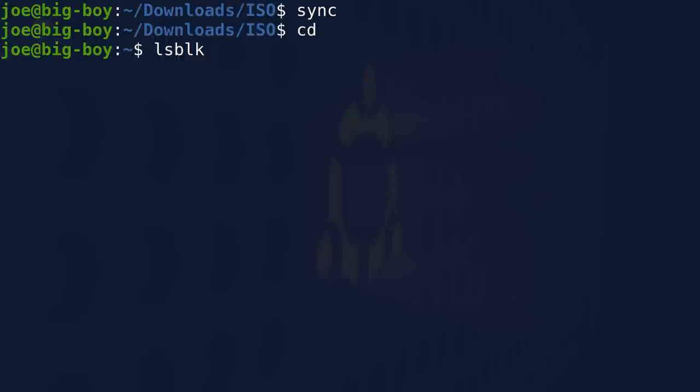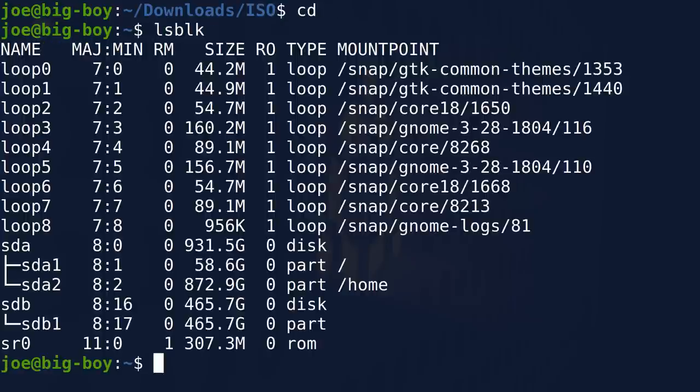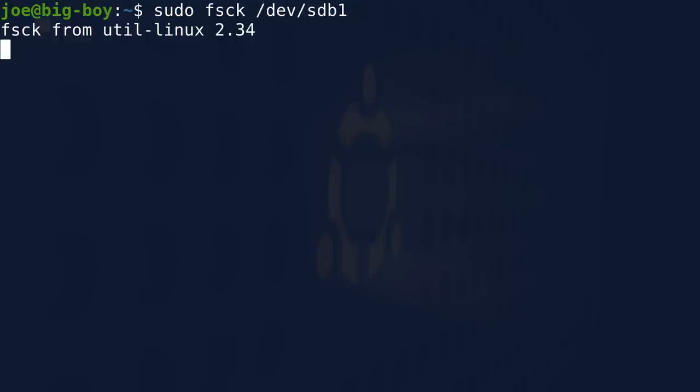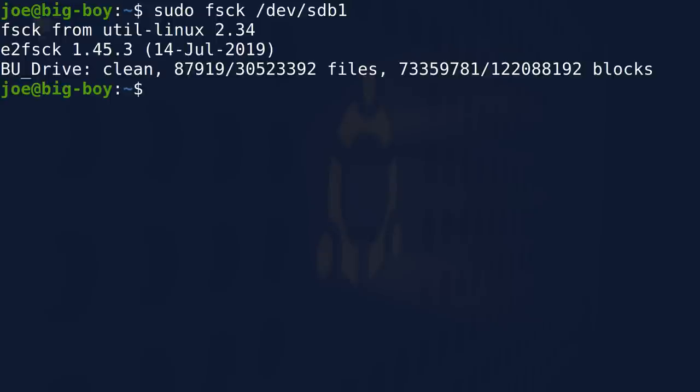So we will find out where our drive is. And you can see that I have a drive that's plugged in at SDB, and there is a partition on it that's SDB1, and that is an ext4 partition. So if we wanted to check that, then what we would do is we would type in sudo fsck, and then we have to tell it exactly where the drive is, so we will use /dev, and then the drive is SDB partition 1. So this should work, and it's going out and it's checking the drive right now. It's doing it, and it says that the drive is completely clean.